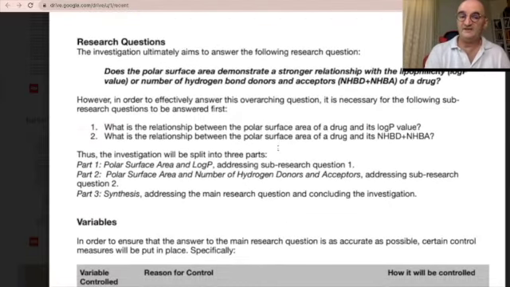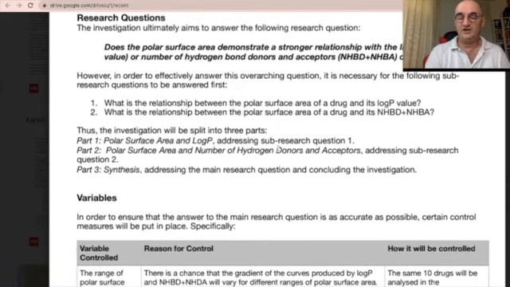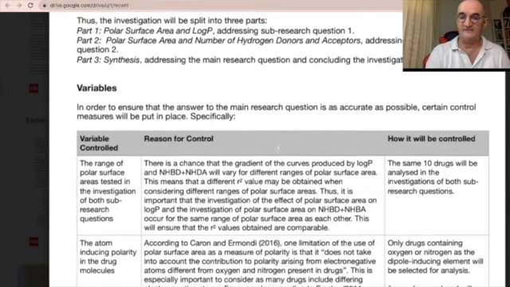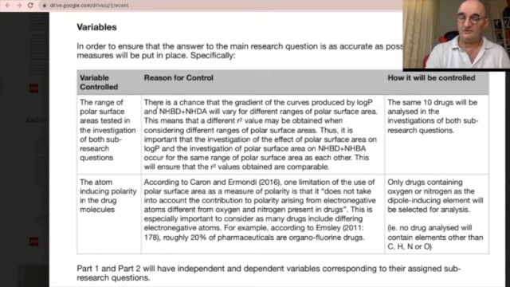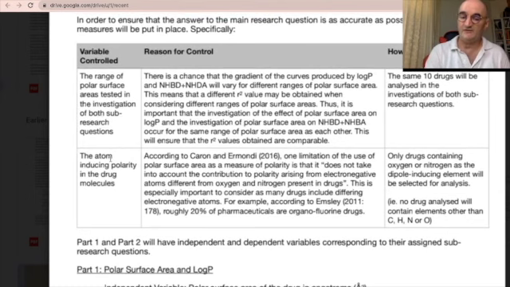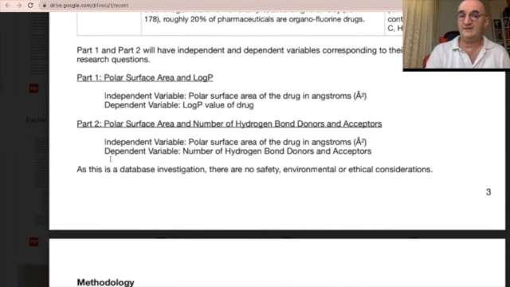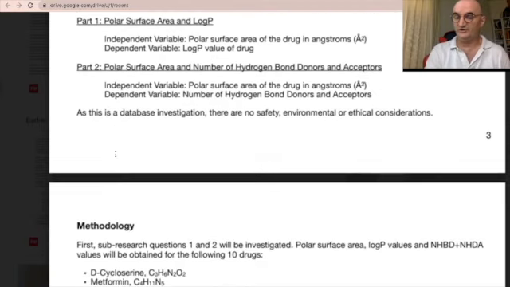Here are the 2 research questions. Yes, for secondary you can have 2, or you can have 2 or 3 dependent variables. What are the variable choices? The variables were chosen because of the range of the independent variable and the range of the dependent variable, as Kathleen Quinn says. She then explained the log of the P, polar surface area, hydrogen bond donors and acceptors.